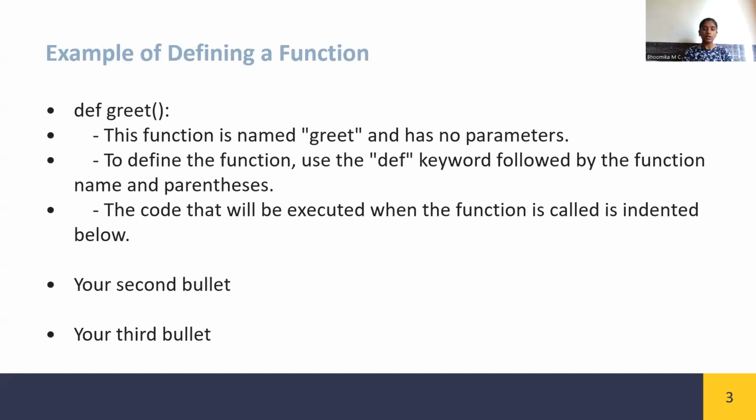Example of defining a function, def greet. This function is named greet and has no parameters. To define the function, use the def keyword followed by the function name and parentheses. The code that will be executed when the function is called is indented below.